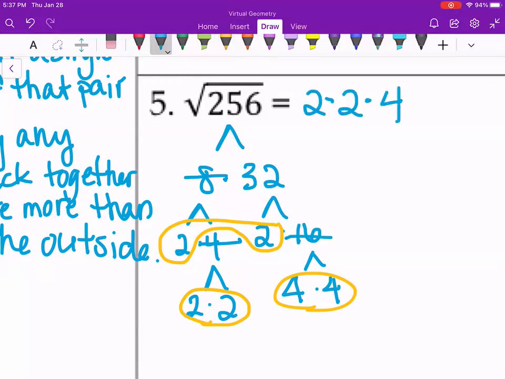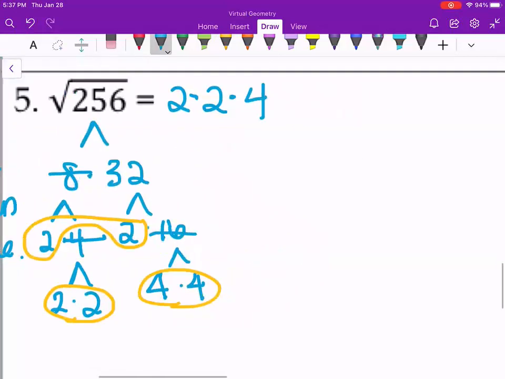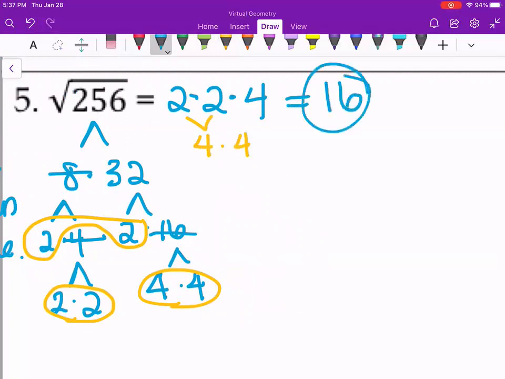All right, and even though we have 3 this time, still multiply them back together. 2 times 2 is 4. So this part is 4. We multiply by that remaining 4. And 16 is my final.